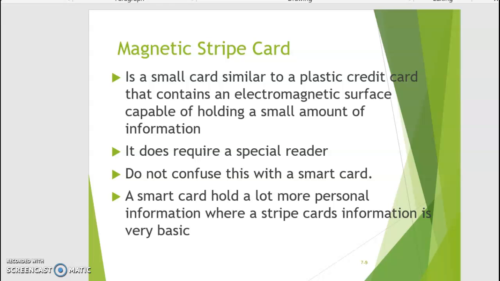Magnetic strip card. It's a small card similar to a plastic credit card. It contains an electromagnetic surface and it holds a small amount of information. Does not require a special reader, but do not confuse this with a smart card. A smart card can hold a lot more personal information, where a strip card information is just your very basic.